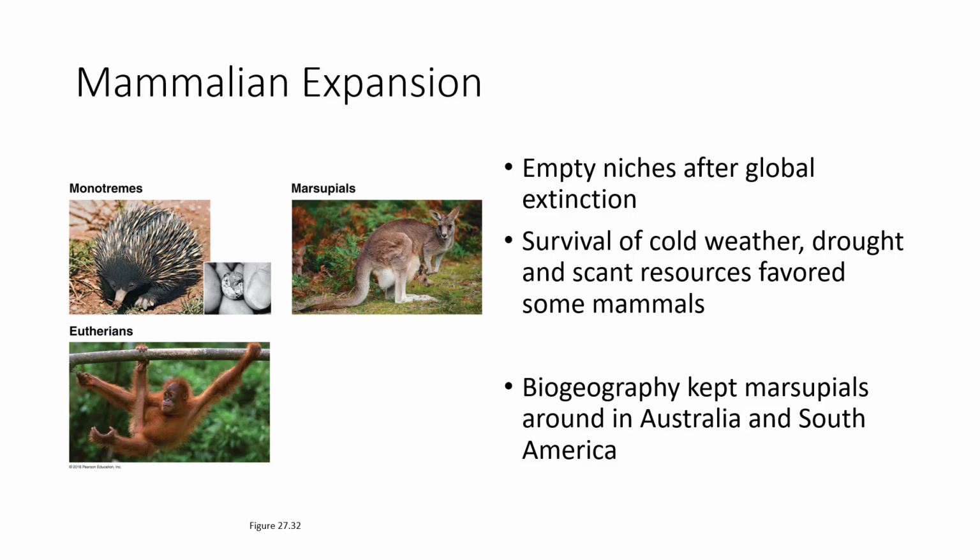After the extinction, there were plenty of empty niches. Everything the dinosaurs could do was now an open niche. This allowed the birds and mammals to expand in these niches. The survival in the cold weather, drought, and scant resources favored some mammals and favored the birds after the extinction event. Biogeography, this interesting thing, kept the marsupials around only in Australia and South America, and the monotremes limited only to Australia. That's because of how the continents were at that point.